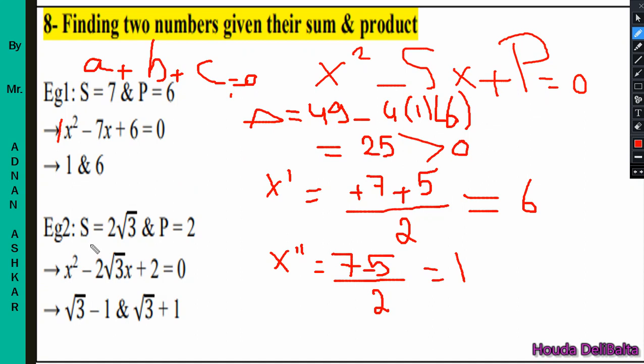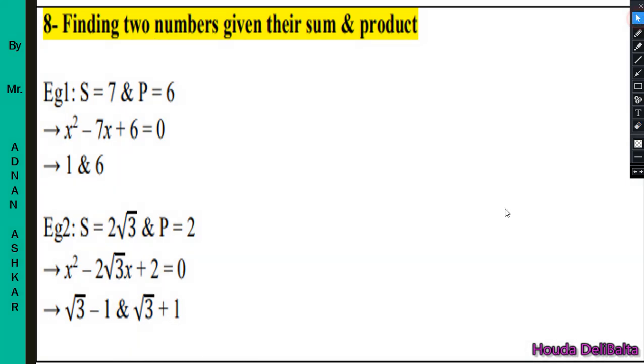This is example 2. The sum is 2 radical 3 and the product is 2. Also applying this formula, we will get x squared minus 2 radical 3 x plus 2, and using delta, we are going to get the roots x prime and x double prime. Now notice here that it's not necessary to arrange them. For example, if x prime is 6 and x double prime is 1, it's the same as if x prime is 1 and x double prime is 6. Now let's continue training exercises to know how to benefit from the sum and the product.